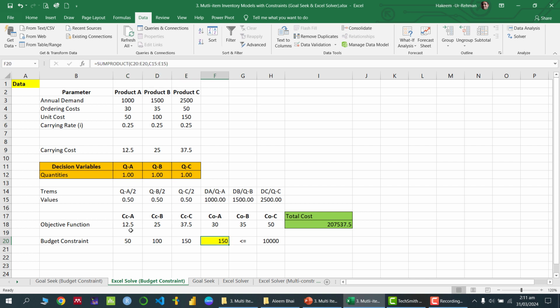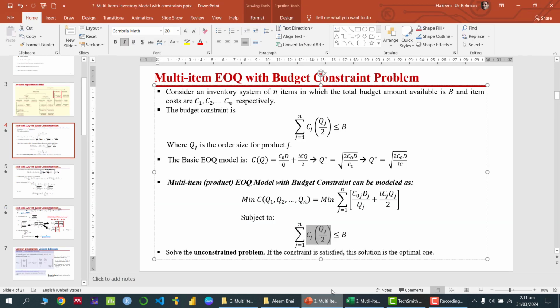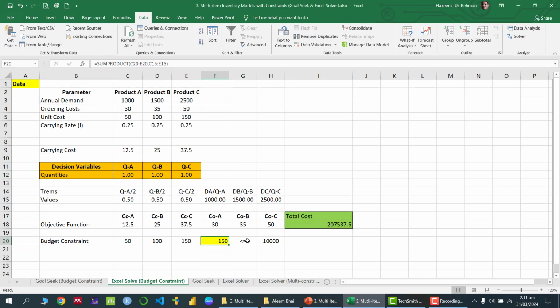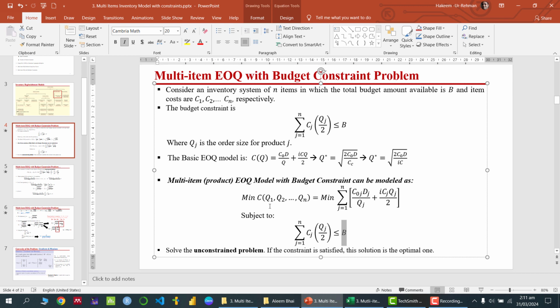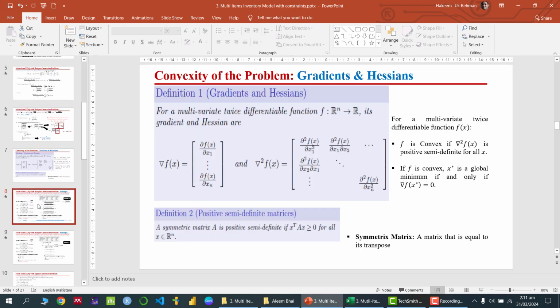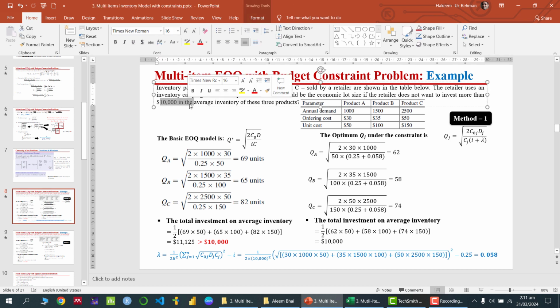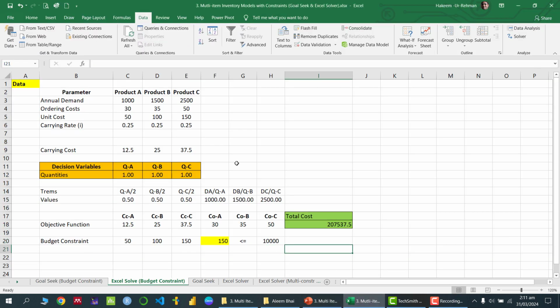So we are saying the sum product, this should be multiplied by this one, this is the average. Okay, this is the left hand side, and it should be less than or equal to B, and B should be 10,000, that was given in the problem. Okay, so once we have entered this, we have applied these formulas.